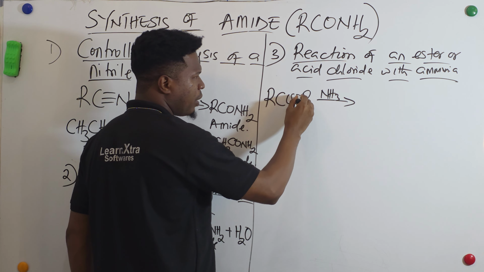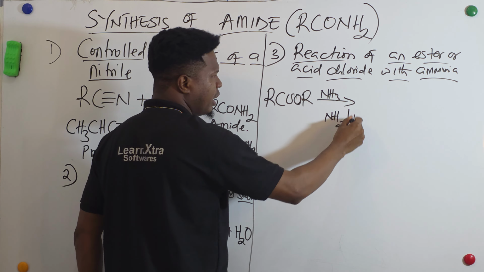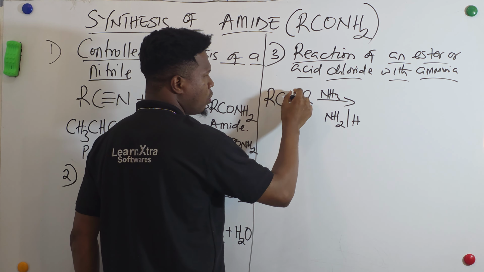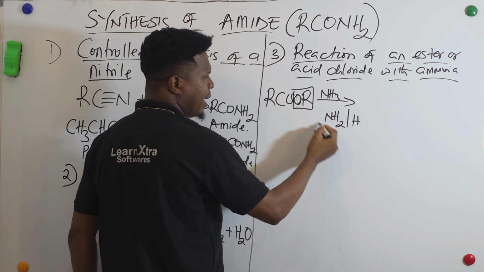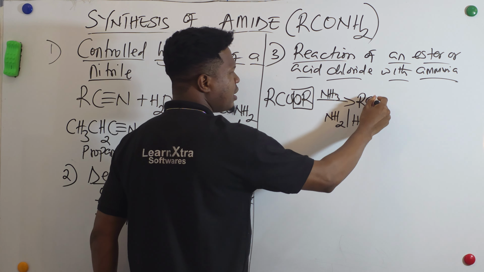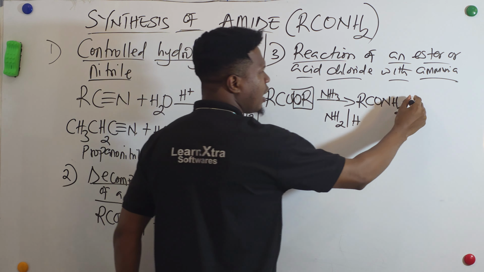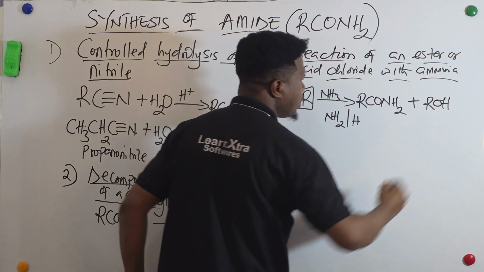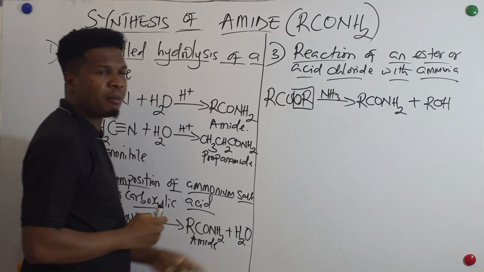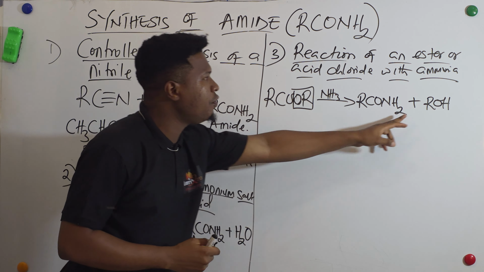There will be a split up here, sort of. Okay, ammonia will split as NH2 and H. So H goes with OR, and amine goes with RCO. So for amine going with this, I'll have RCONH2. Then for OR going with H, I'll have ROH. Have you seen what I did there? So ammonia will split and be treated with what? The ester. We'll break the ester to give you this.